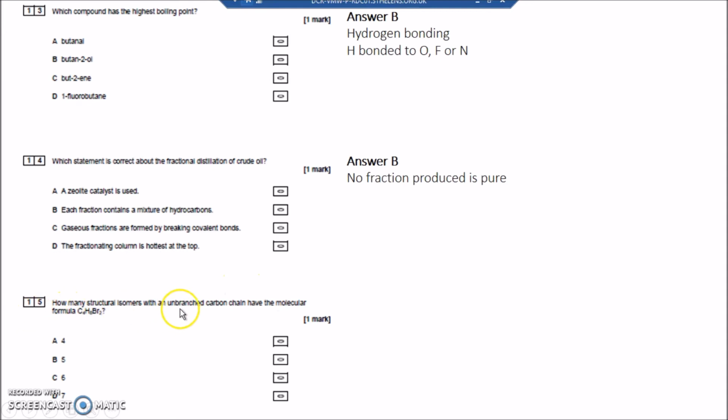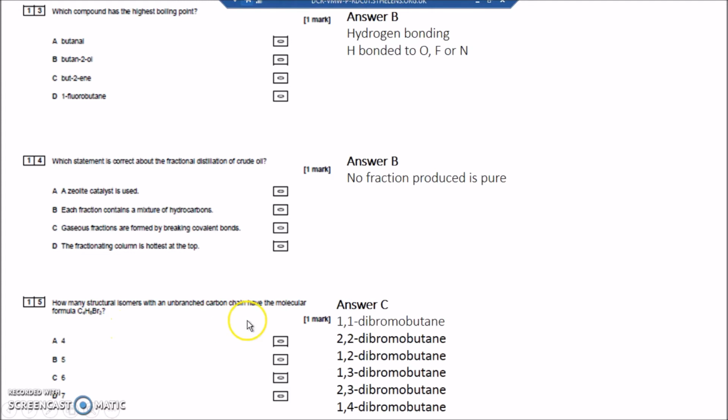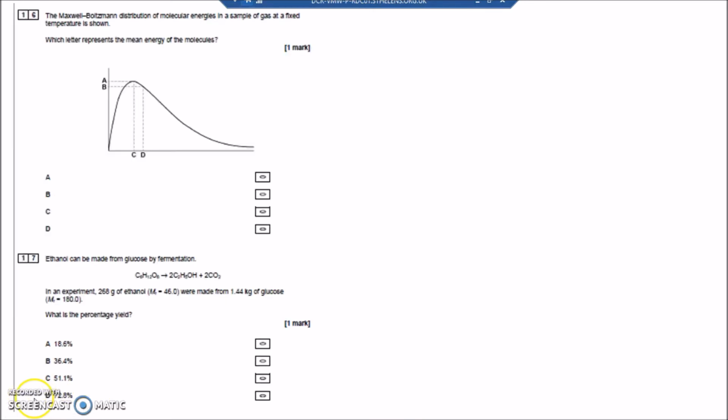How many structural isomers with an unbranched chain have a molecular formula C4H6Br2? So I'm going to do spoilers here. So where can the Brs be? They can both be at carbon number 1, both be at carbon number 2, 1 at 1 and 1 at 2, 1 at 1 and 1 at 3, 1 at 2 and 1 at 3, and 1 at 1 and 1 at 4. And those are all your combinations, and that's why it's 6, answer C.